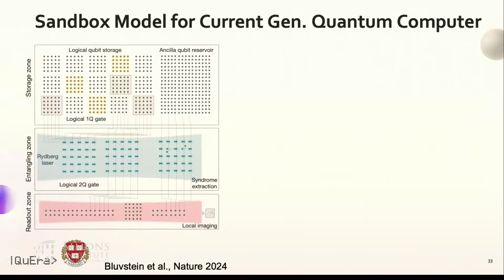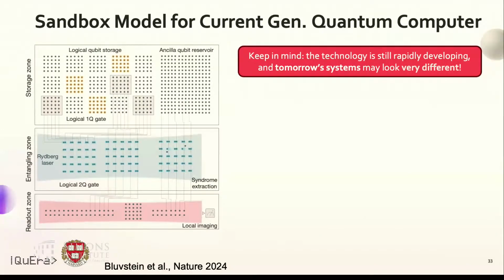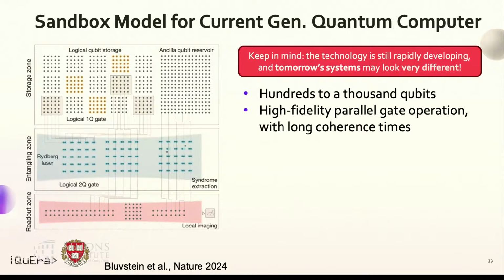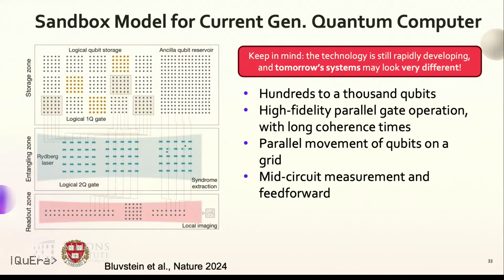Okay, so I'll now move a little bit back into talking about the model that you might want to have for these quantum computers again, and briefly comment also on what the future systems might look like. I should emphasize that the technology is still very rapidly developing, and tomorrow's systems might look very different from what you're seeing here. But just to give you a somewhat working model of what we currently have, we have access to hundreds to maybe low thousands of qubits. You have pretty high fidelity gate operations with long coherence times, and you can do these parallel moves in a very natural way. Also, you have access to some amount of mid-circuit measurement and feed forward.